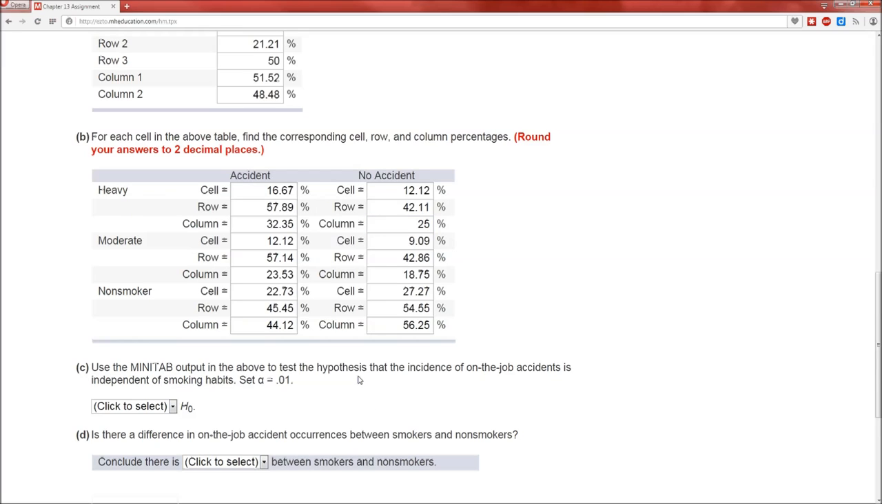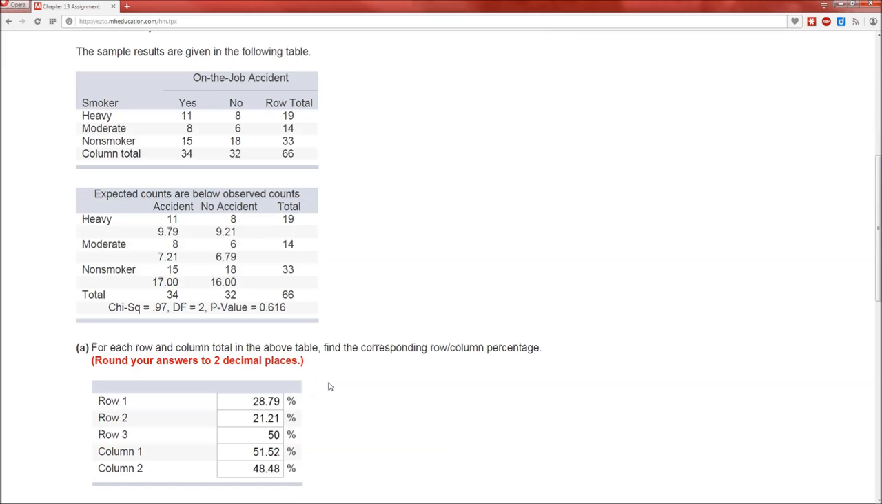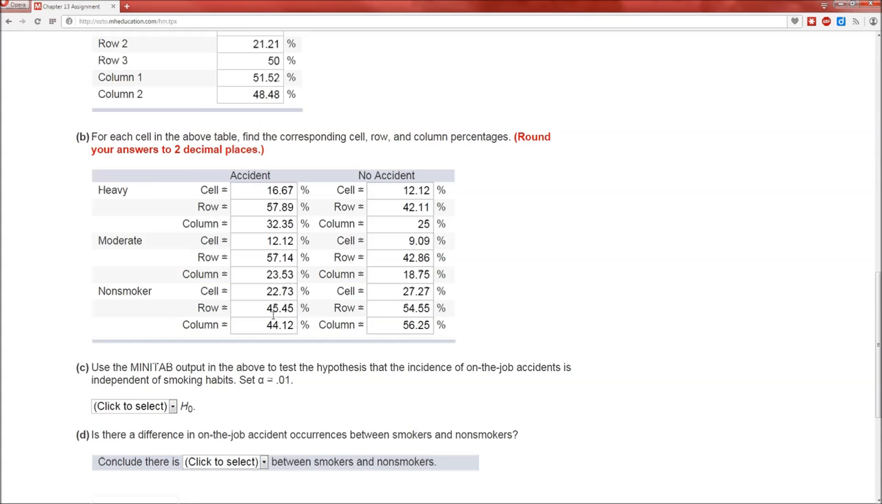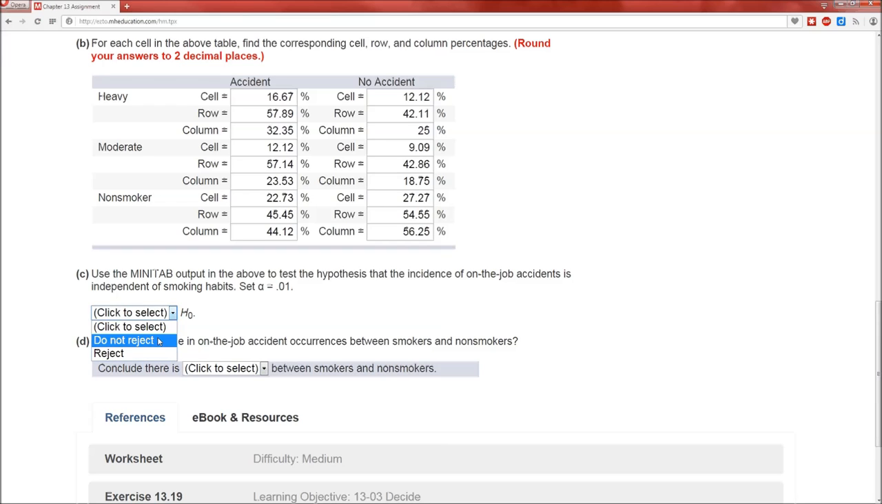Okay. Now, using the Minitab output, test the hypothesis that the incidence of on-the-job accidents is independent of smoking level. Alpha is 0.01. Here's the Minitab output. There's the p-value. P-value greater than alpha. Fail to reject the null hypothesis. Now we interpret that: do not reject.